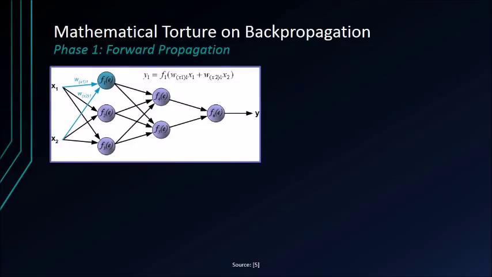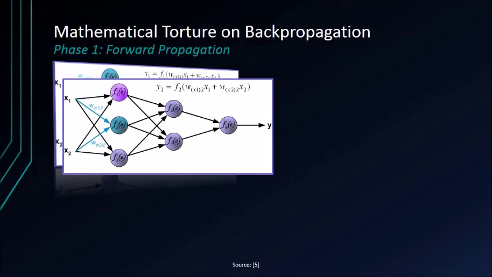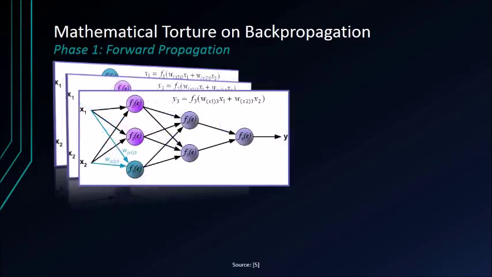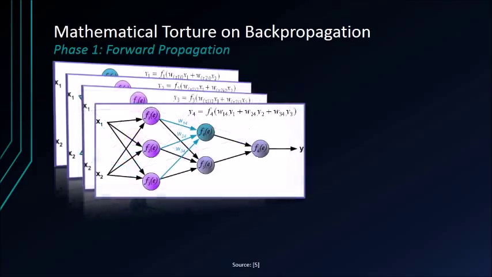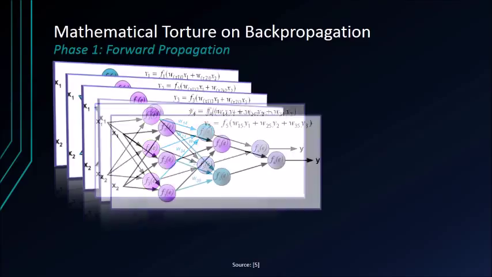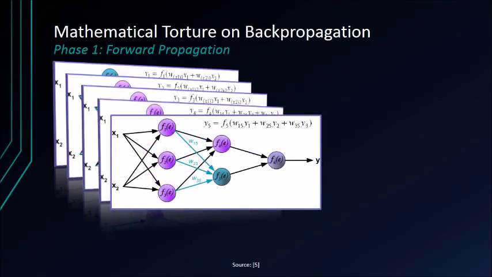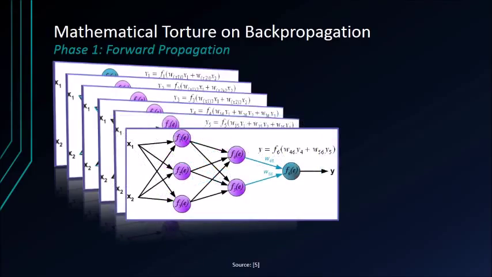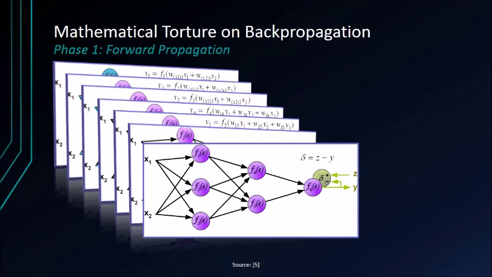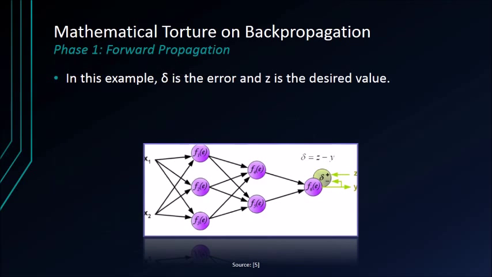Now we may enter phase 1, part 1, forward propagation. As you can see from the highlighted arrows, it starts with transferring the sum of products of the input, and then continues on with the sum of products based on the output of the hidden layer and the weights associated with the arrows. Finally, it reaches the final hidden layer and transfers to output, which will calculate what is called the error ratio. In this example, lowercase delta is the error and z is the desired value. We will then take that value and start phase 1, part 2.